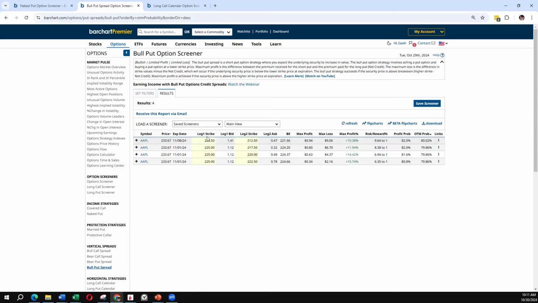Our short strike's actually a little bit lower here at 222.5. So I quite like the look of this one. If you wanted to go a little bit more aggressive, you'd choose one with the 225 strike and a slightly higher max profit. But this is a great way using the screeners to just filter down to a couple of potential candidates for our bull put spread trades for Apple earnings.